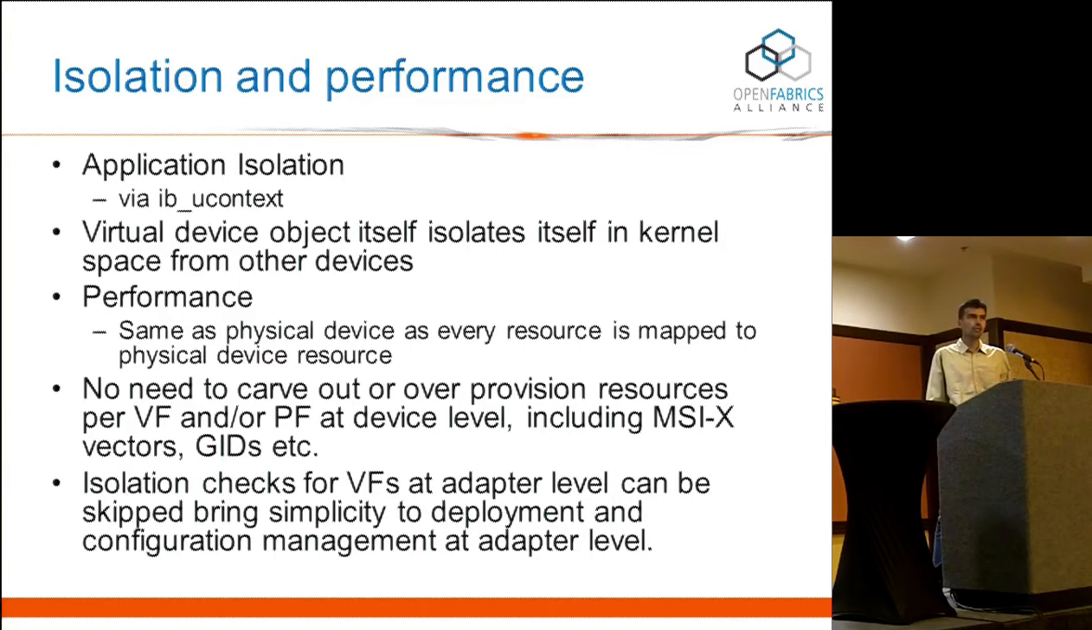All the rest of the isolations are provided by the protection domain, and so even though we have one PF, multiple memory regions and multiple queue pairs belong to the same PF, they are still secured with a PD. One application won't be able to interact with the other PD. And so the user context as well.